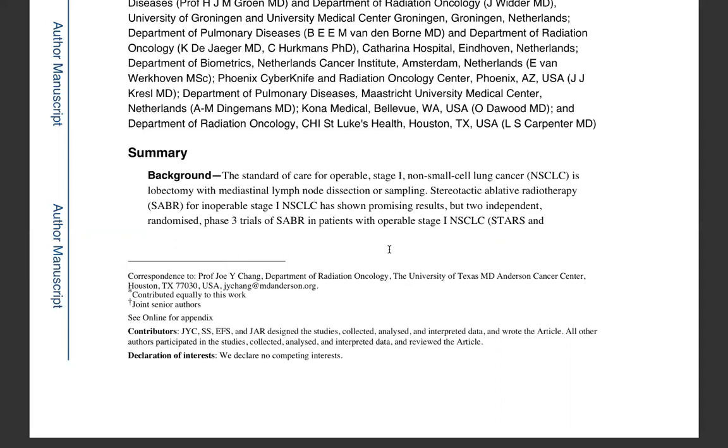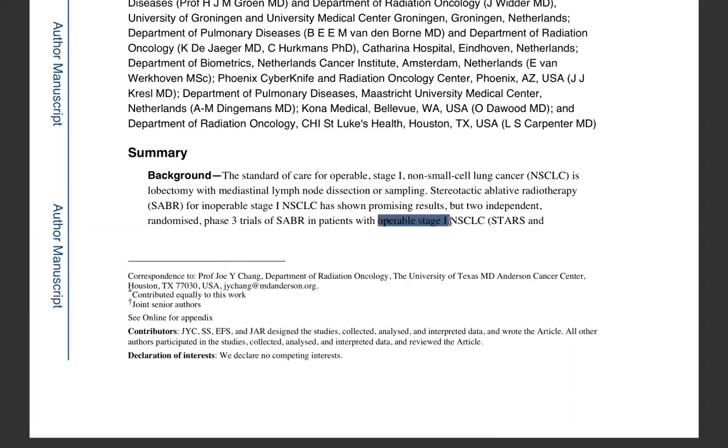So keep going. But two independent, randomized phase 3 trials of SABR in patients with operable stage 1 NSCLC, STARS and ROSEL, closed early due to slow accrual. We aimed to assess overall survival. So, very, very big point. Very quickly, what is the problem with this?